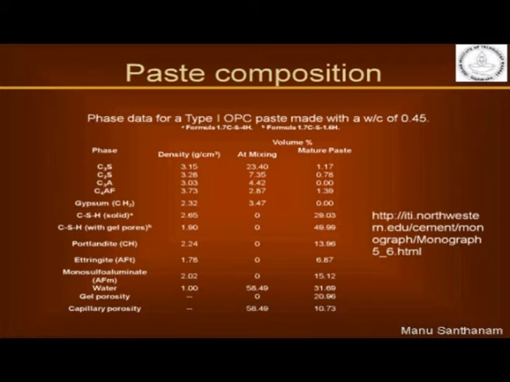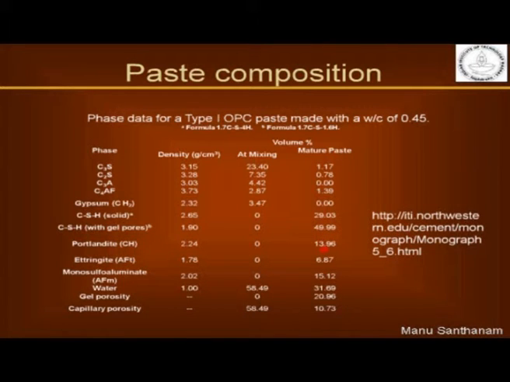So again, this is giving you the phase composition data for a typical ordinary Portland cement paste made with a water cement ratio of 0.45. Okay, this table you can go through on your own. So volume percentage is given at the time of mixing and in a mature paste itself. What I wanted to draw your attention to is the amount of CSH that is there in the system. The CSH which is solid or inner CSH is 29%. The CSH with gel pores, that means the outer CSH, is nearly 50% in the system. So look at the extent of CSH that is there in the system.